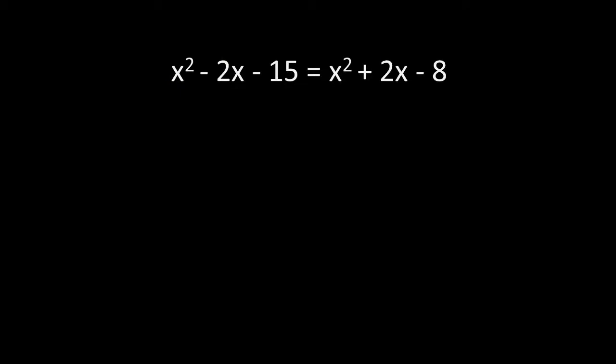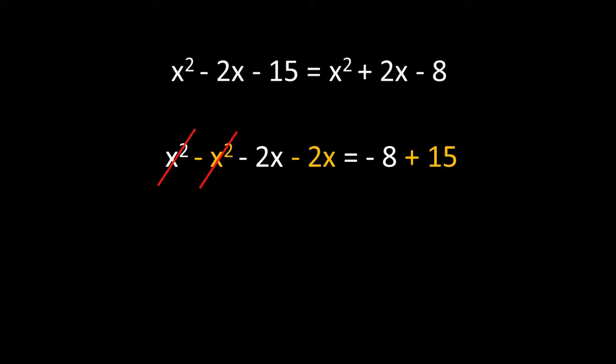The third step, which is solving the simplified equation, follows. We need to get the x on one side and the other numbers on the other side of the equation. And based on the rule when we transpose, we have to change the signs to their opposite. In this case, x squared will be cancelled out. So our new equation will be negative 2x minus 2x is equal to negative 8 plus 15. Then solve. Negative 2x minus 2x is equal to negative 4x. And negative 8 plus 15 is 7.